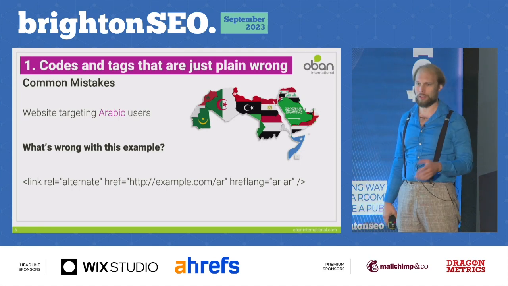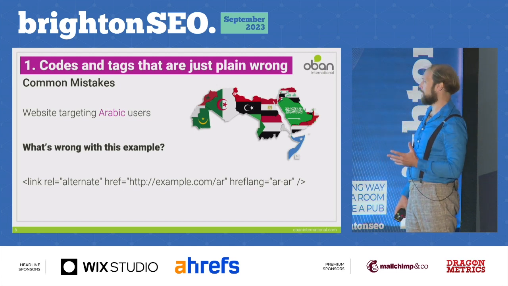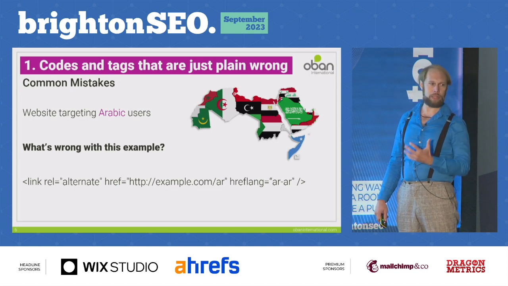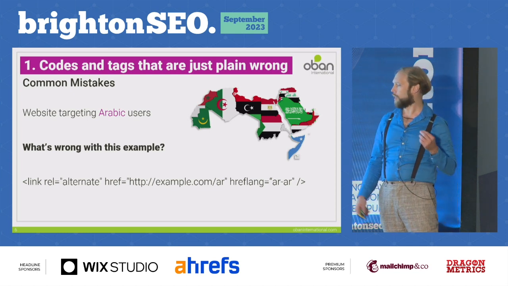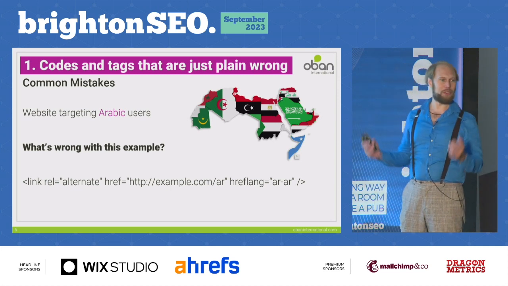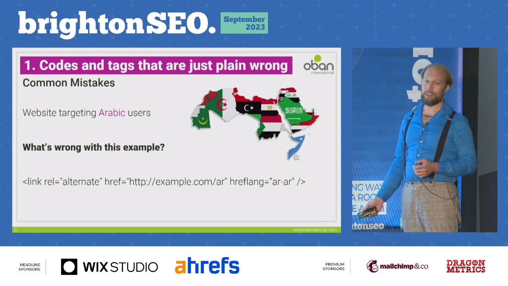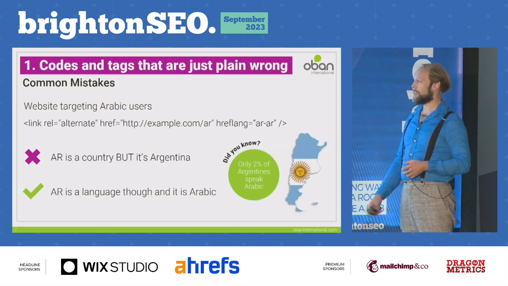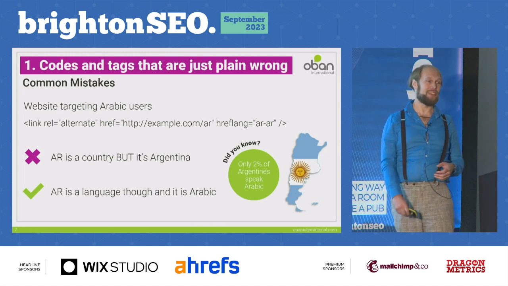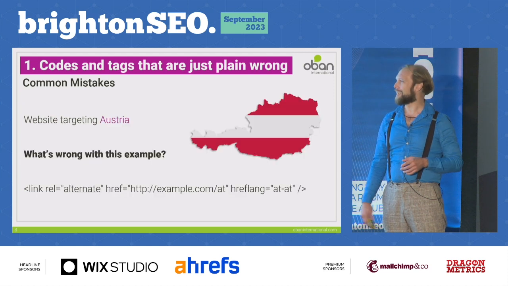So let's look at some examples. Talib's already been talking about Arabia, so you should be able to tell me what is wrong. So this is a website targeting Arabic speakers across the Arabic-speaking world. And we have the code here, AR-AR. Can anyone just shout out answers of what you think might be wrong with that one? Exactly. AR is not a country, at least it's not Arabia. It is a code for a country, but that country is Argentina. And apparently only 2% of Argentines speak Arabic. So if you use AR-AR, you're going after a very limited market there.